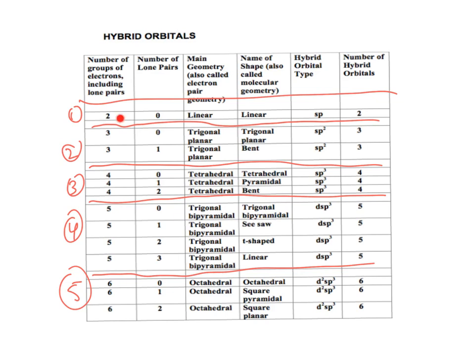Then the first category has 2 groups of electrons, second category has 3, third category has 4, 5, and 6, like that. The main geometry or the electron pair geometry is the way you would draw them: linear, trigonal planar, tetrahedral, trigonal bipyramid, and octahedral. The name of the shape is based on the fact that you're ignoring the lone pairs, you're just looking at the bonds, and then you get a variation. So you have trigonal planar or bent. Here you have tetrahedral, pyramidal, and bent. Trigonal bipyramid, seesaw, T-shaped, linear, like that. So this is where all the interesting stuff is.